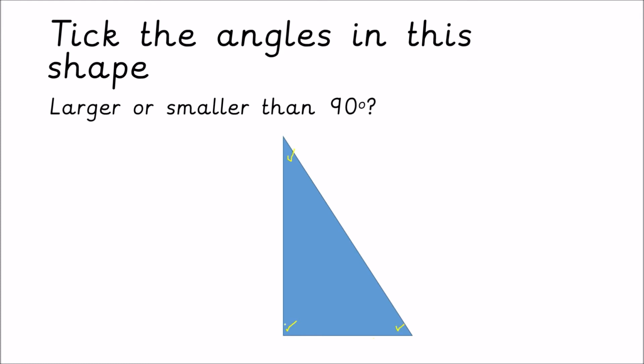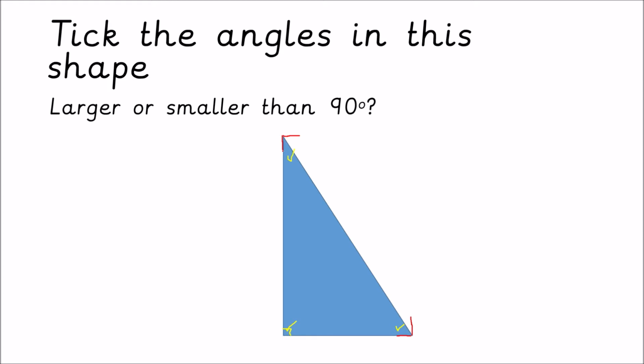Now, this angle is a right angle. It is a book edge corner, and we can show that by drawing a little square angle there to show that. And then we're left with these two angles. Now, if they were right angles, they would create my 90-degree little bookend corner, and they'd look something like that.